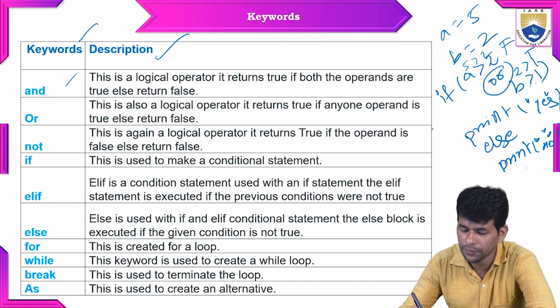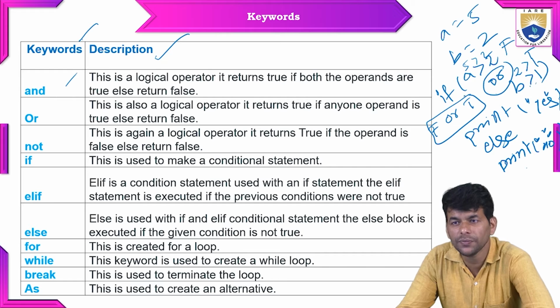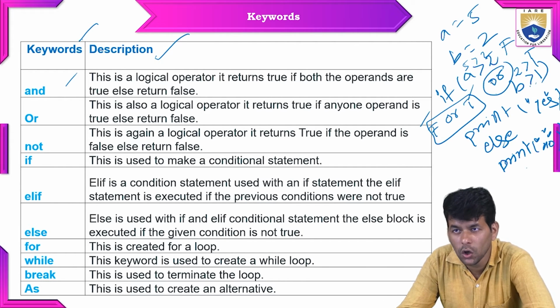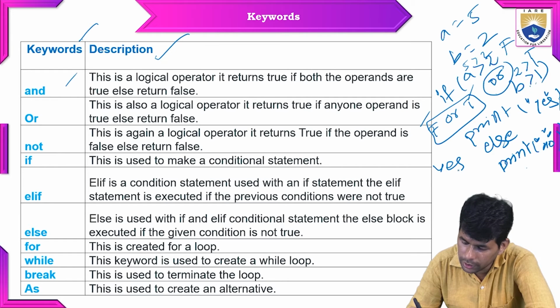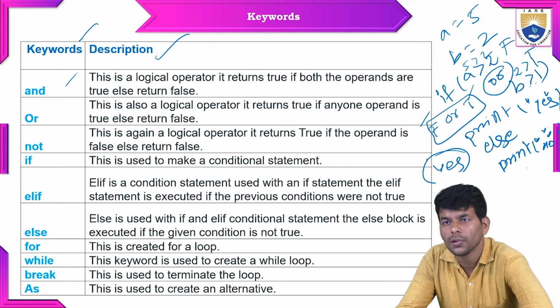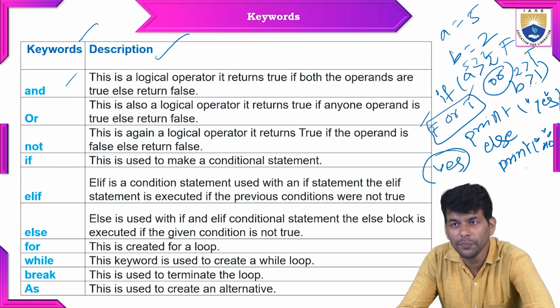That means here we got false or true. One statement is false and one statement is true. Then what is the output here, sir? The output is yes. What is the meaning of this? When we are working with the OR statement, if any one statement becomes true, then the output will be true only.